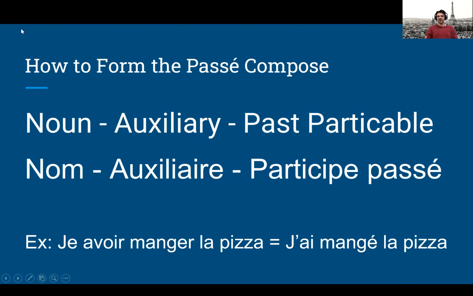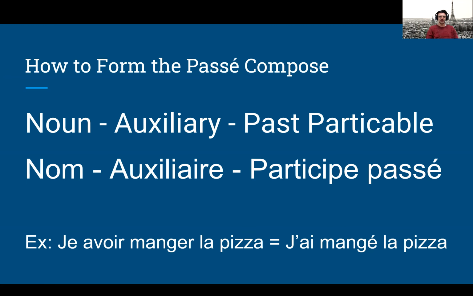Okay, and now we're going to talk about how to form the Passé Composé. So what you want to do is we have our 3 parts of the sentence. We have the noun, the auxiliary, and the past participle. So the noun is typically going to be the person, place, or thing, obviously. The auxiliary is where it gets more confusing. But in the case of Passé Composé, we're going to use avoir, the verb to have, in the present tense, conjugated in the present tense. And I'll show you how to do that later on in the presentation. And then we'll also have the past participle at the end, which is basically just the conjugated verb.